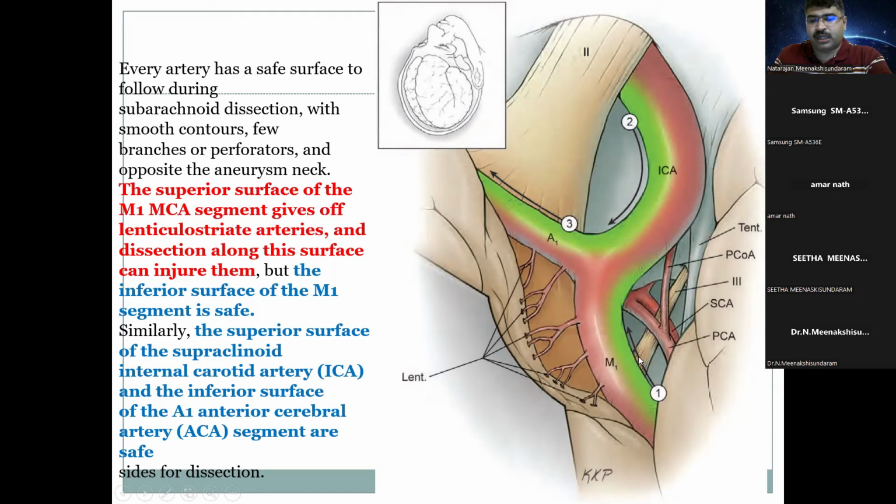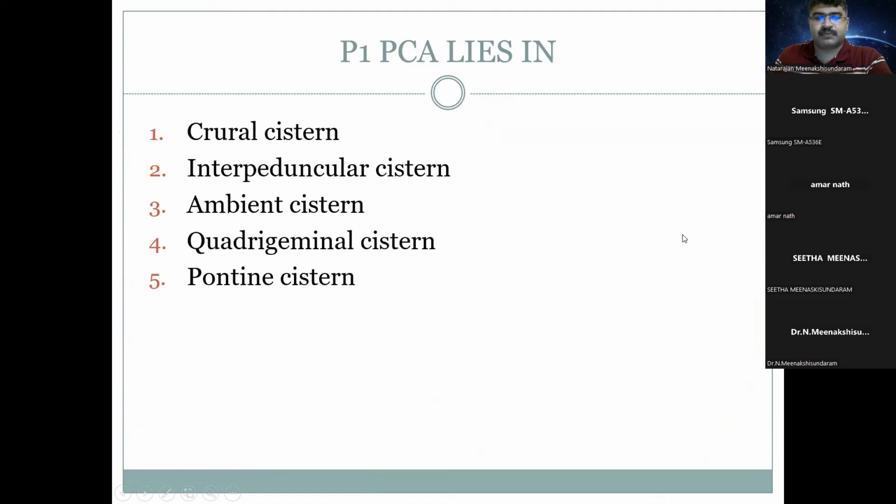And then again, the inferior border of the M1 MCA. Whereas the superior border of the A1 ACA and the M1 MCA has the medial and lateral lenticulostriate arteries respectively. So it is unsafe to do dissection along the superior border, which can result in injury to these vessels, which can result in gangliocapsular infarcts. So dissection along the superior border has to be very meticulous, or should be avoided. These are easy areas where you can comfortably dissect along the optico-carotid cisterns. P1 PCA lies in the interpeduncular cistern.